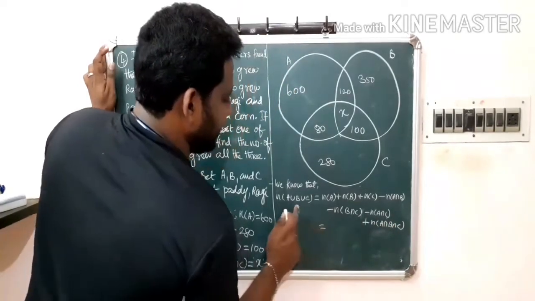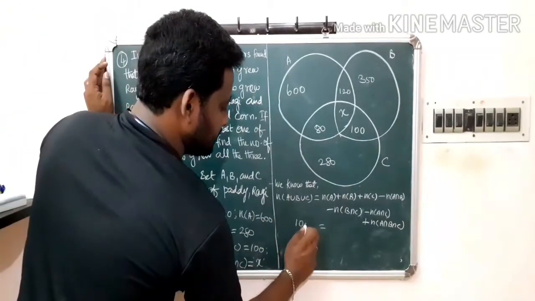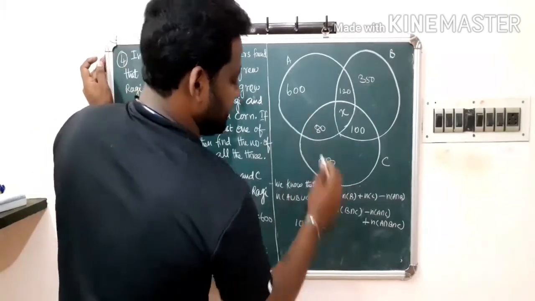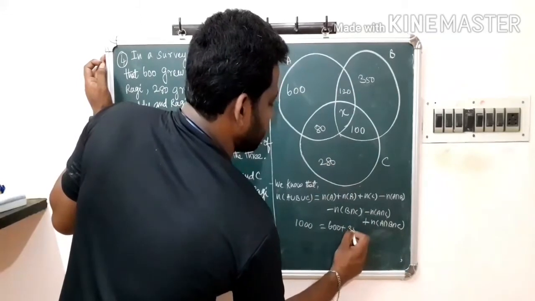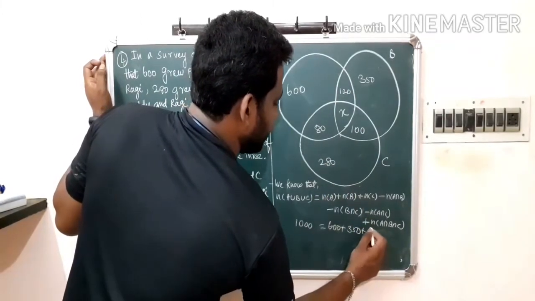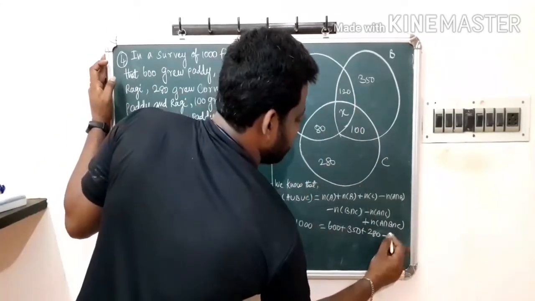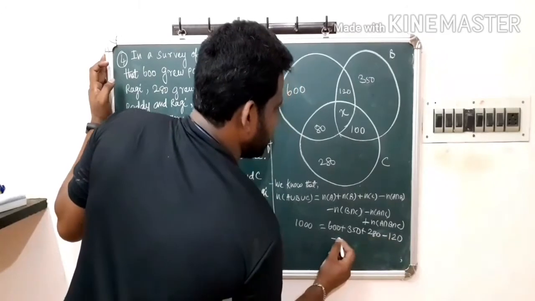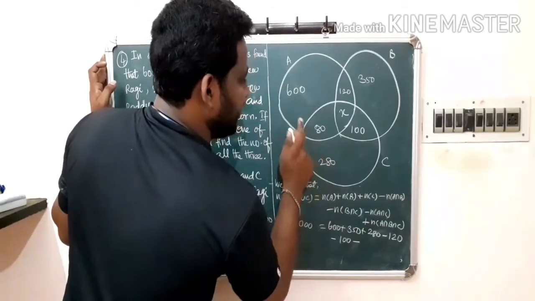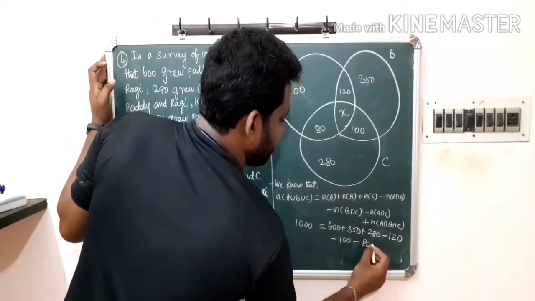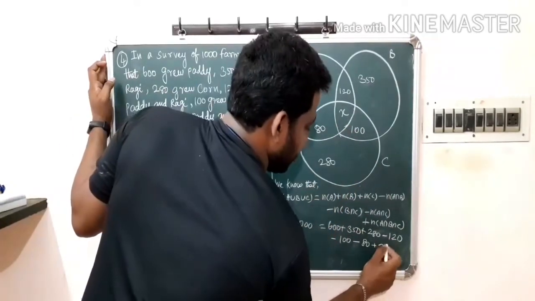So what is n of A union B union C? We know the total number of farmers is 1000. So 1000 equals n of A, 600, plus n of B, 350, plus n of C, 280, minus A intersection B, 120, minus B intersection C, 100, minus A intersection C, 80, and plus A intersection B intersection C. All the three is taken as x.